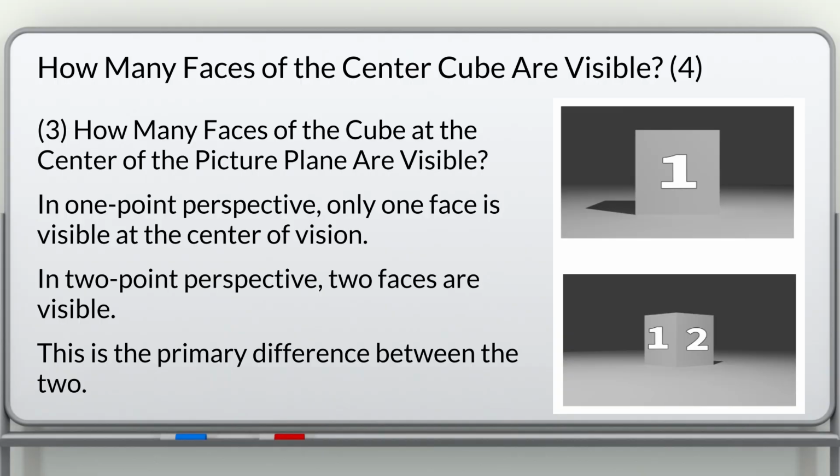I will explain how many faces of the cube at the center of the picture plane are visible. In one-point perspective, only one face is visible at the center of vision. In two-point perspective, two faces are visible. This is the primary difference between the two.